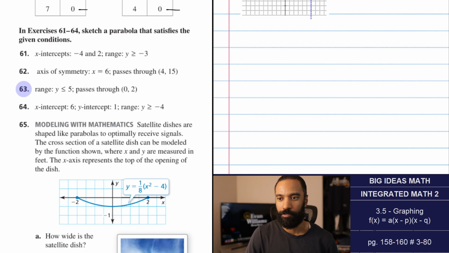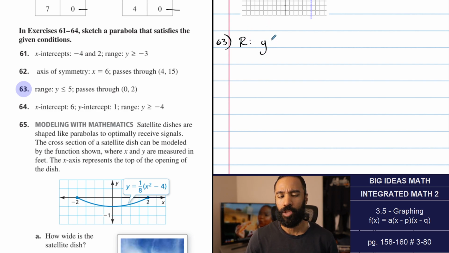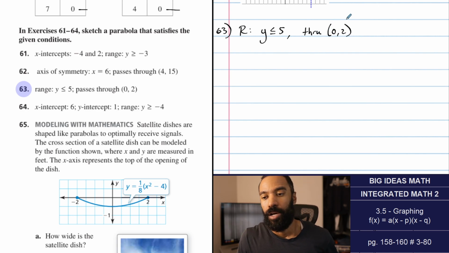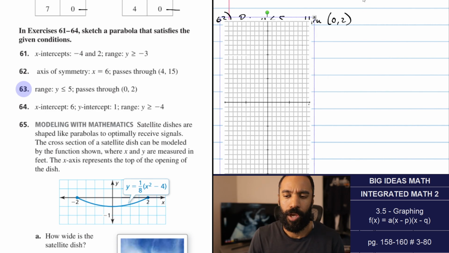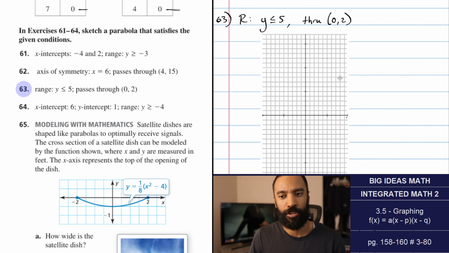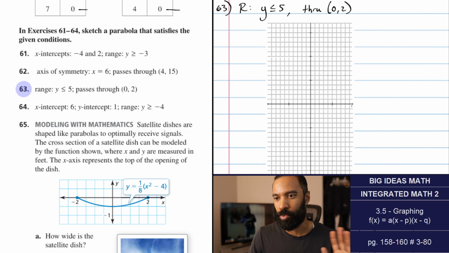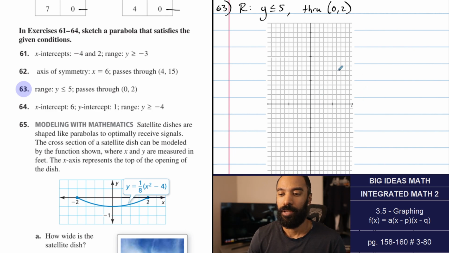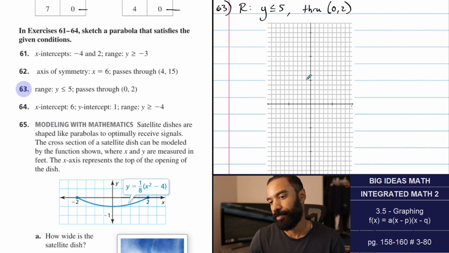Number 63. Range, y is less than or equal to 5. What's interesting is this isn't really factored form anymore. Like I said, sometimes they throw in other things. Range y is less than or equal to 5, and through (0, 2), which is a y-intercept. What's interesting is these aren't necessarily factored form things anymore. Sometimes they throw in other things. We're kind of mixing forms now because we've taught them all. This is the last one to teach.